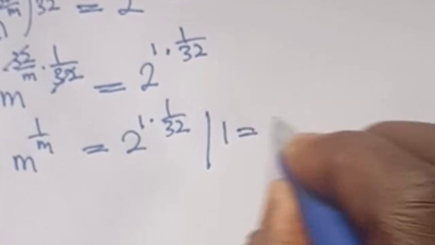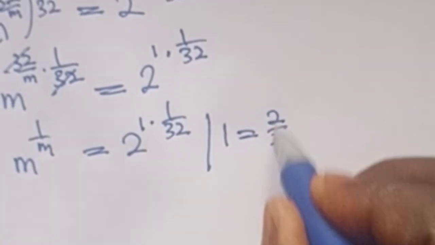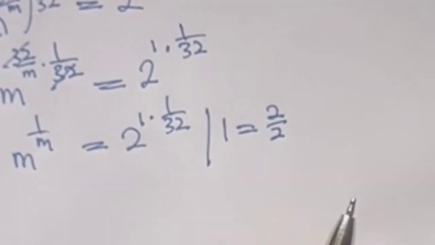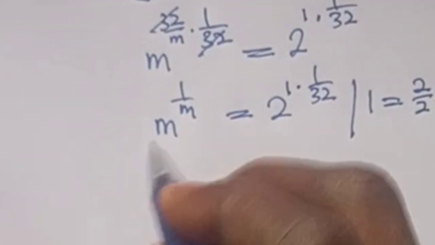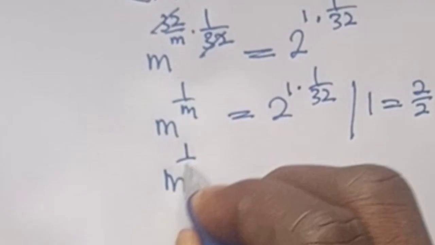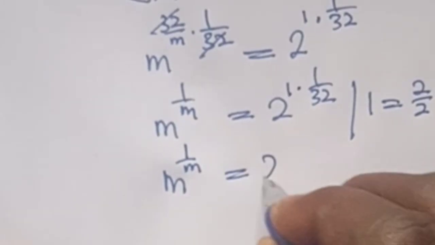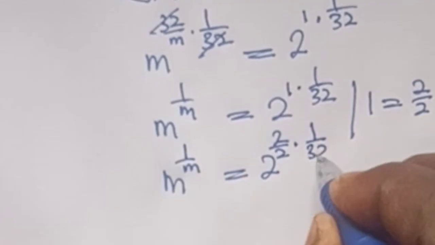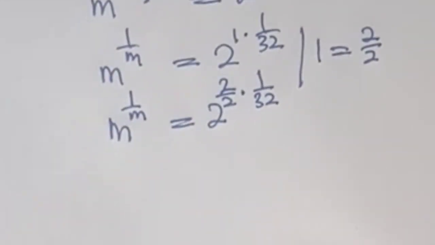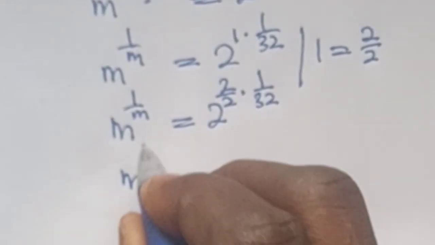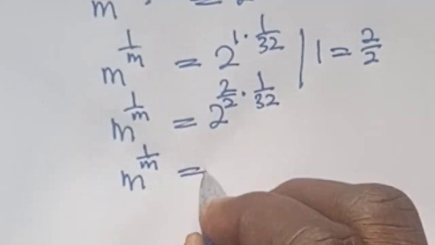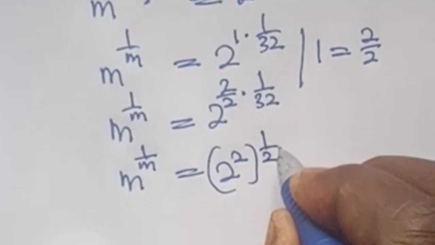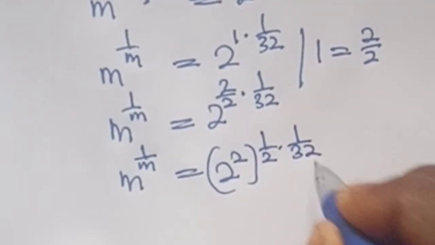But we can regard 1 as 2 over 2. 2 over 2 equals 1. So we're going to replace 1 with 2 over 2. So the next line becomes m to the power of 1 over m equals 2 to the power of 2 over 2 times 1 over 32. So here m to the power of 1 over m equals 2 to the power of 2, to the power of 1 over 2 times 1 over 32.